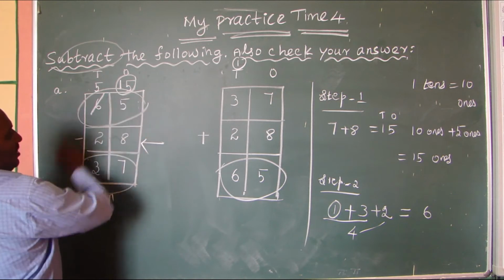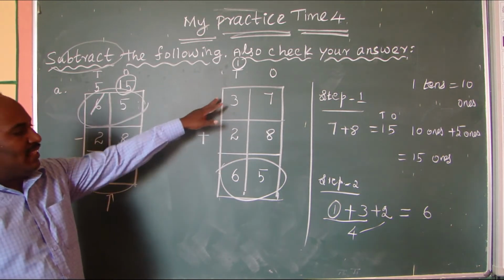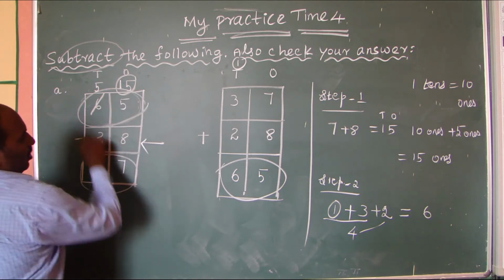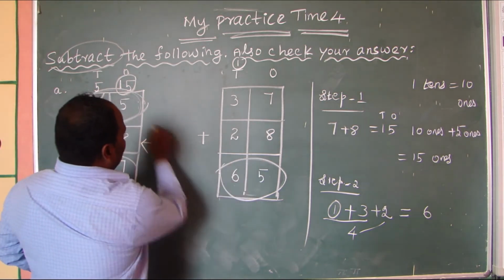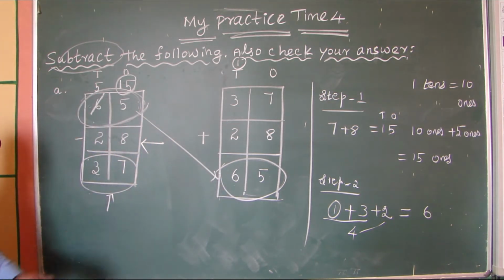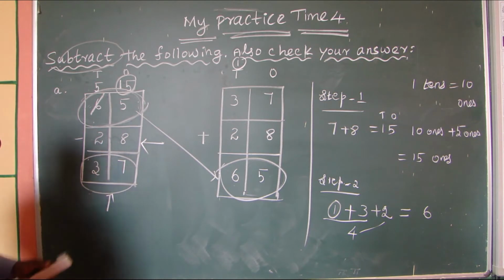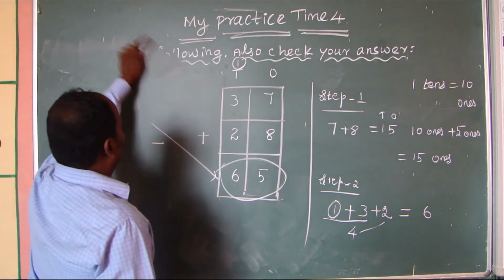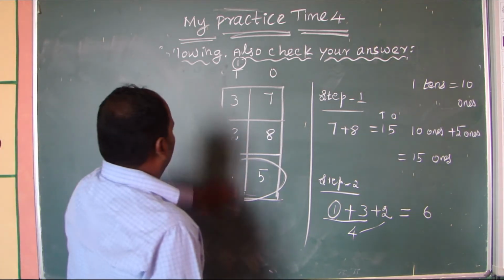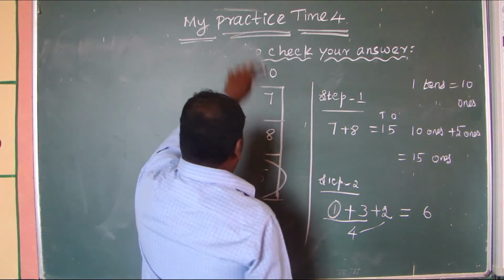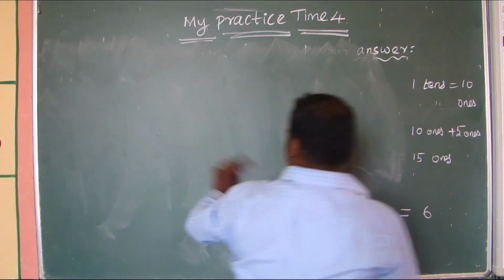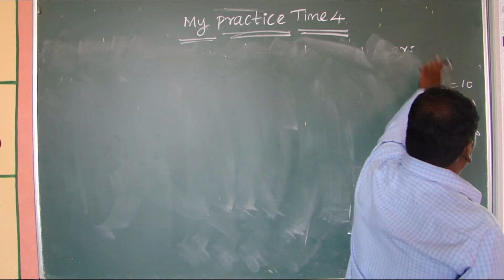Here the first number is 65. So 28 plus 37 is equal to 65. 65 minus 28 is equal to 37. Here both the first term and the answer are same, hence verified. Next, second one. B part.